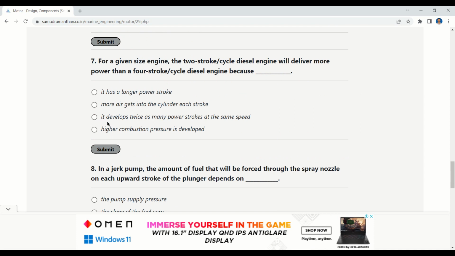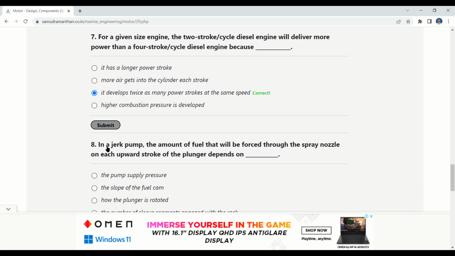Our next question is: for a given size engine, the 2-stroke diesel engine will deliver more power than a 4-stroke diesel engine because? The options are it has a longer power stroke, more air gets into the cylinder each stroke, it develops twice as many power strokes at the same speed, higher combustion pressure is developed. The correct option should be it develops twice as many power strokes at the same speed.